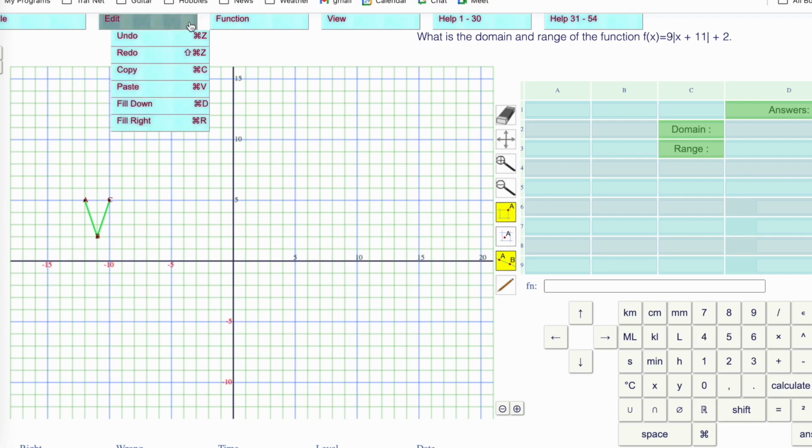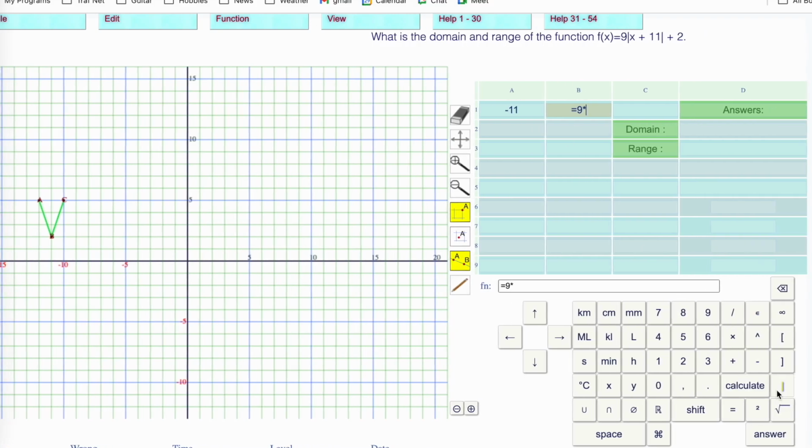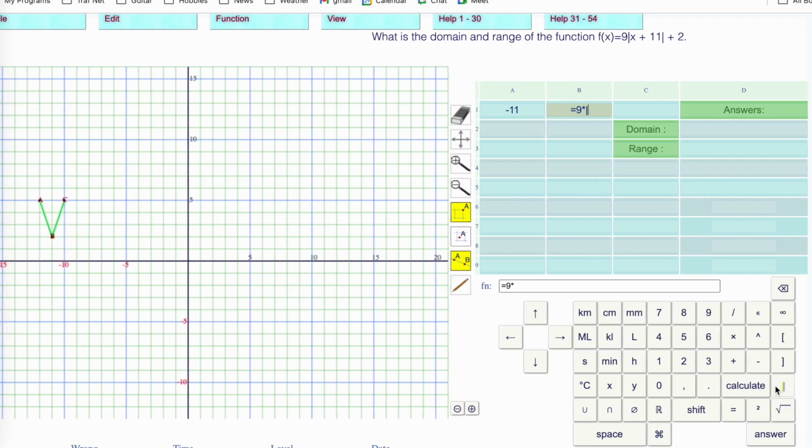This one's opening up. I'm going to put in my negative 11 as the x value, and then we're going to calculate the y value, and it will be 2. y is equal to 9 times absolute value brackets, and then the x value, which is the negative 11 in this case, plus 11, close the absolute value bracket, plus 2. That gives us 2.